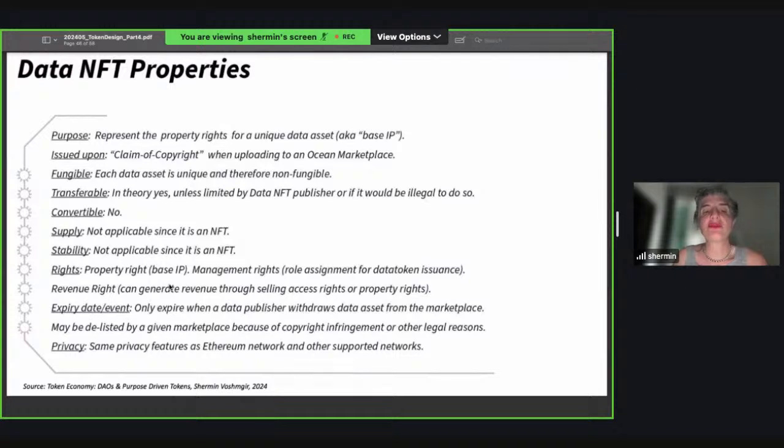But also revenue rights. As the data NFT issuer, I could decide to attach revenue rights to people who consume this data NFT via data tokens. We will see the data token role later. So I can define whether or not somebody who gets access to this data NFT can generate revenue through selling, through using the data, these access right tokens.